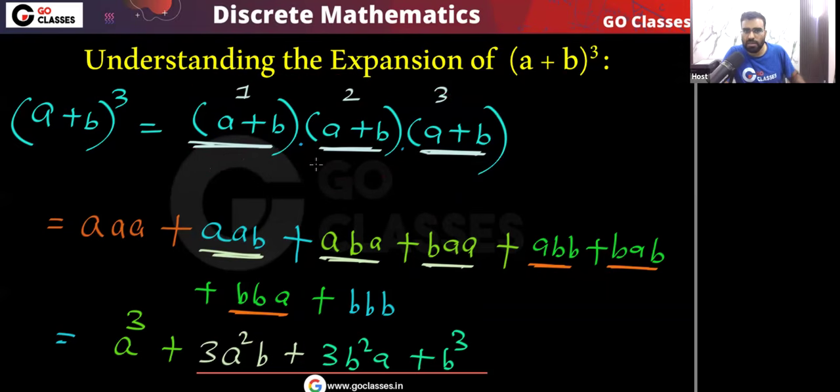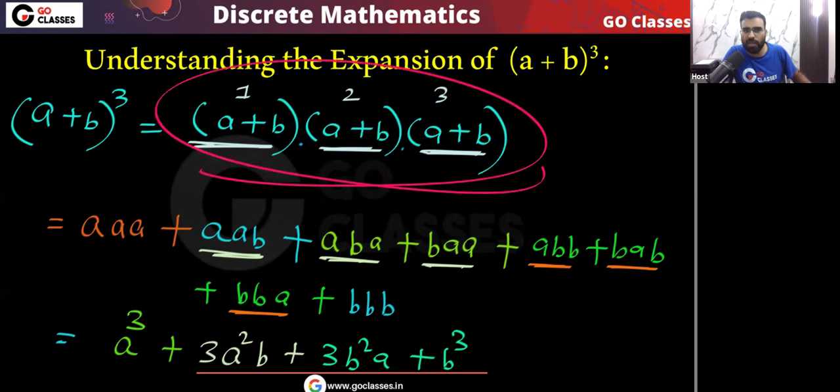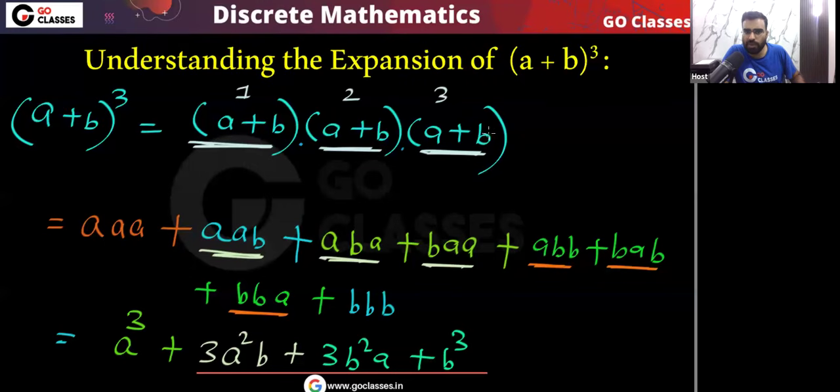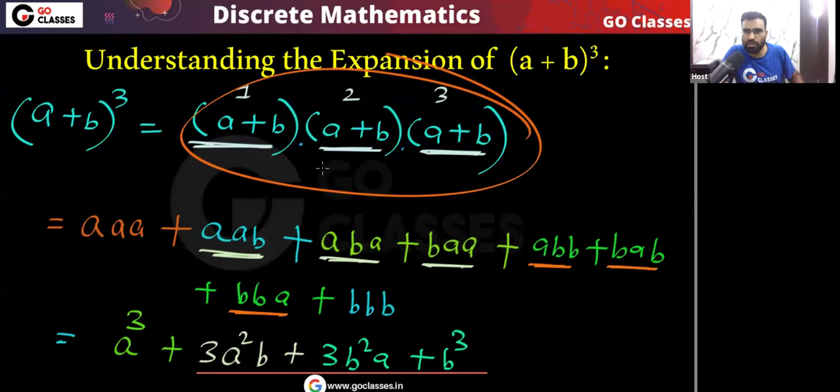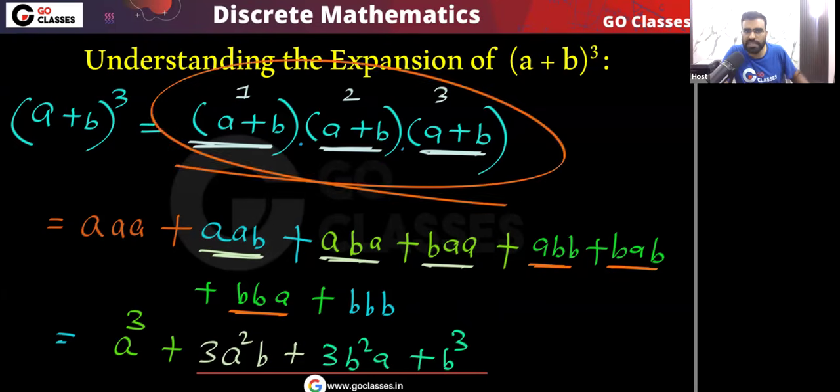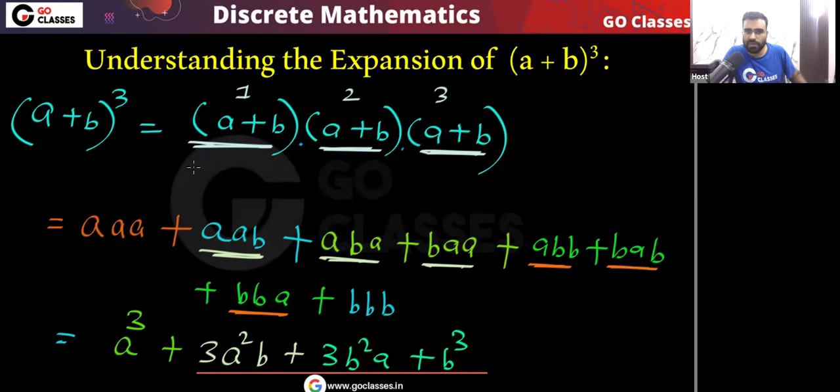So you tell me one thing. If 2b are coming, then how many a will come? Let me know. If 2b are coming, let's assume from here b is coming, from here b is coming, then how many a will come? Then from here a will come. So if 2b are coming, then only one a will come. If 1a is coming, then 2b will come. If 3a are coming, then 0b will come. But the point is, how many a's and b's total are coming? That will be 3. Yes or no?